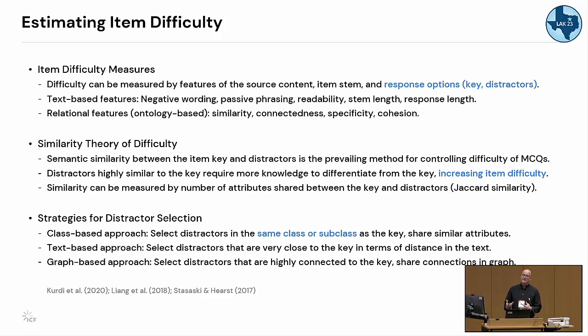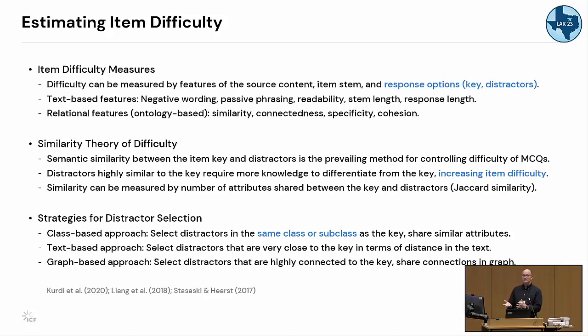And one way of thinking about similarity is in terms of the shared number of attributes between two keywords, entities, or concepts. So this can be measured in terms of Jaccard similarity. In our specific study, the one I'm going to describe for you, we compared 3 different approaches for distractor selection. One was a class-based approach. We're selecting distractors from the same class or subclass as the key, which share similar attributes. So this was kind of analogous to an ontology, but we're trying to do this based on the structure of the text. Another approach was text-based, measuring the distance between the distractors and the keywords by the proximity in the text.